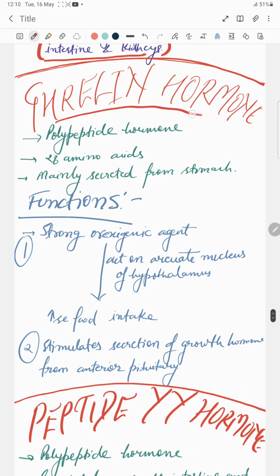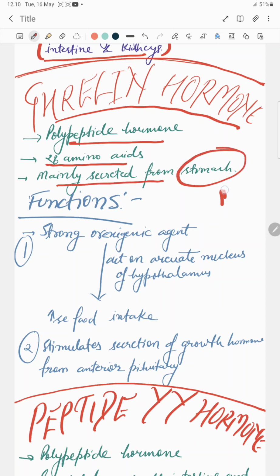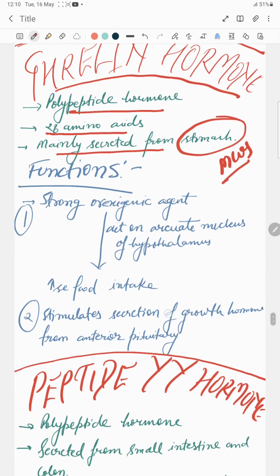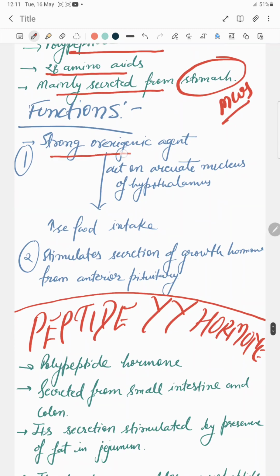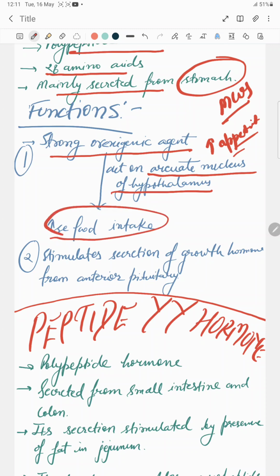The next hormone is ghrelin. It's polypeptide in nature, 28 amino acids, mainly secreted from the stomach. This is also an MCQ question. Now the function of ghrelin: it is a strong orexigenic, it increases appetite. It is a strong orexigenic agent acting on the arcuate nucleus of the hypothalamus to increase food intake. It stimulates the secretion of growth hormone from the anterior pituitary.